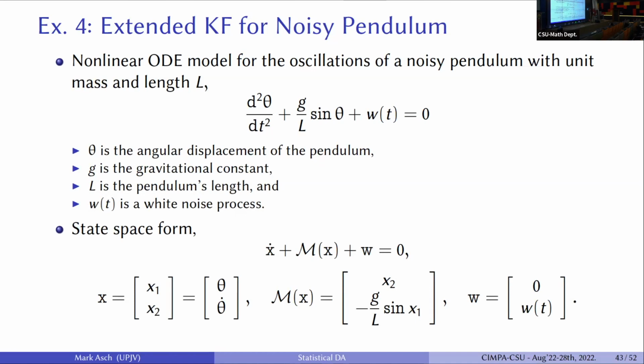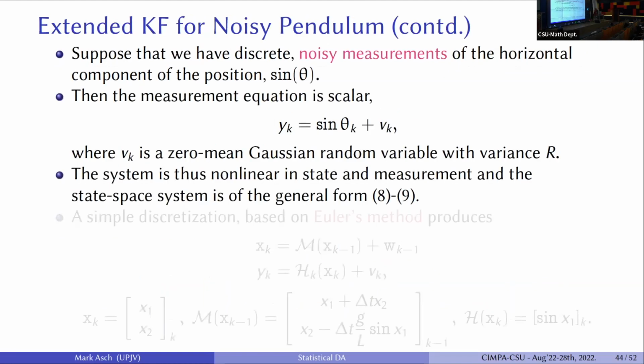We've added w(t), which is a white noise process, so we can write it in state space form, x dot equals m(x) plus w. Just to show you, here's x, it's θ, θ dot. m(x) is x2, negative g over L sin x1. So this is the nonlinear part of m. As you can see, it's m as a function of x and not m times x, so there's no way, unless I linearize. But I don't want to linearize the equation. I want a truly nonlinear equation. And w acts on the second component, so it's 0, w. And then suppose we have discrete noisy measurements.